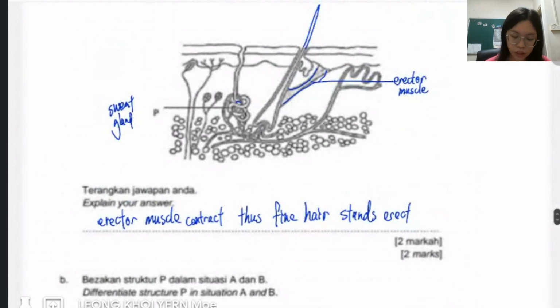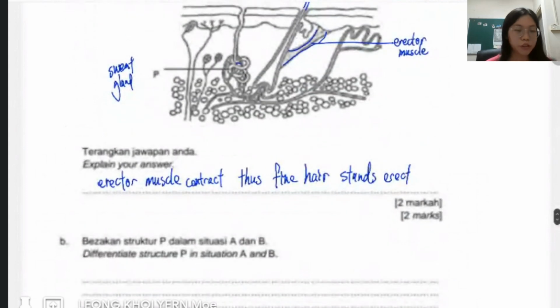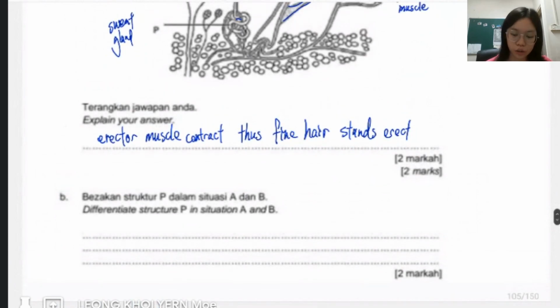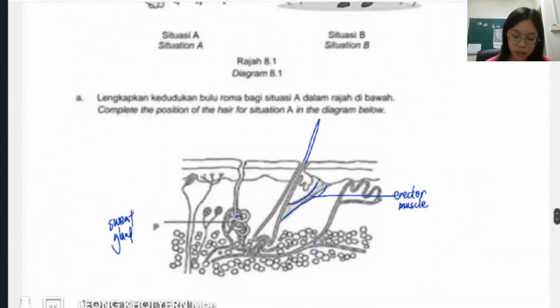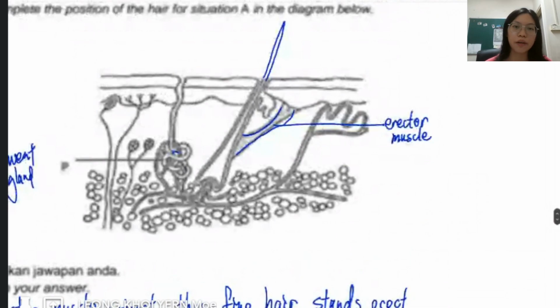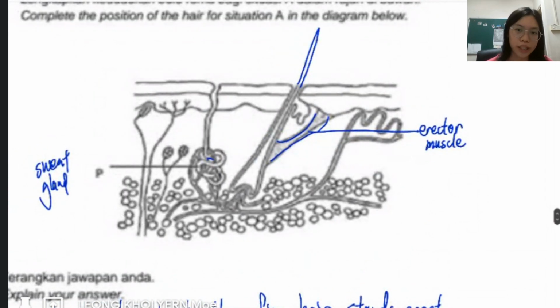All right, how are you going to differentiate structure P in situation A and B? Situation A is very cold and B is very hot. Structure P is the sweat gland, so you have to focus on the sweat gland.